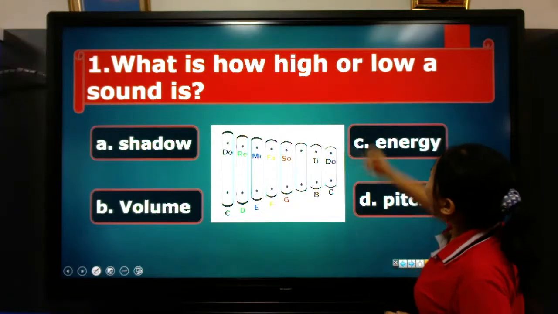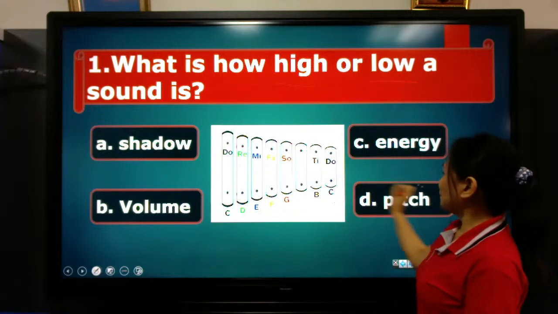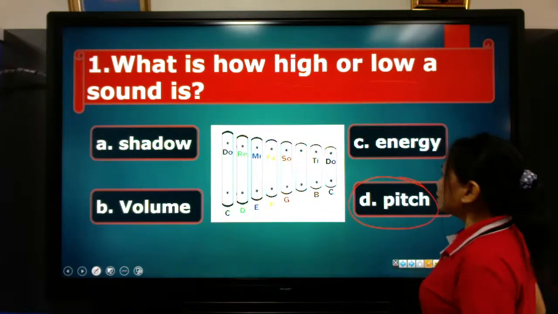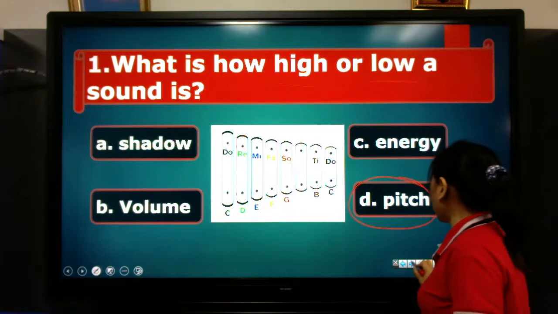The high and low of sound is pitch, letter D. Okay, let's proceed to the next question.